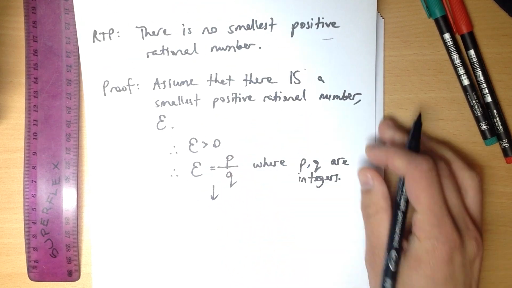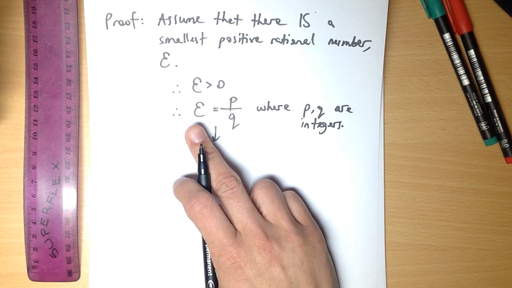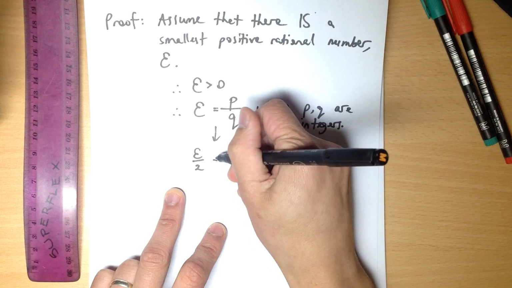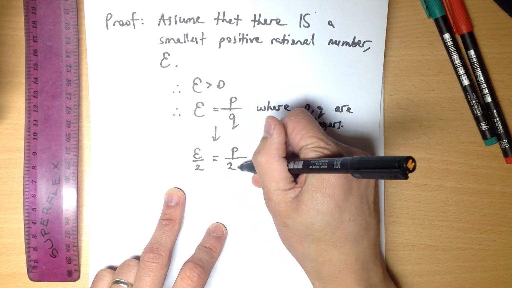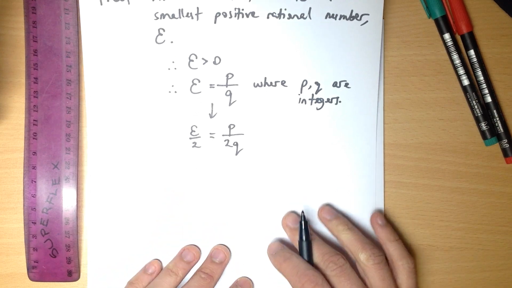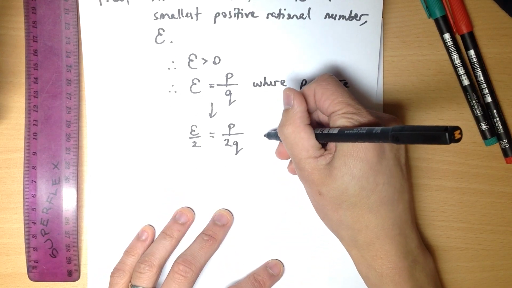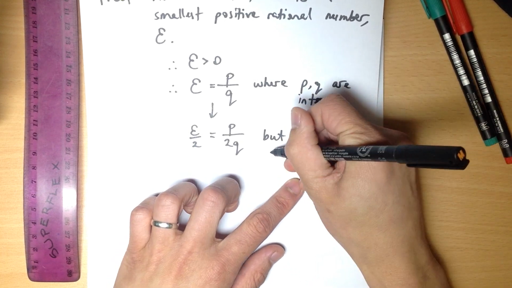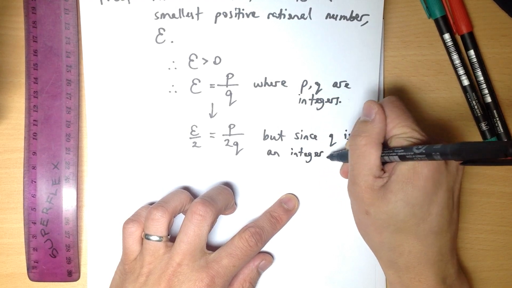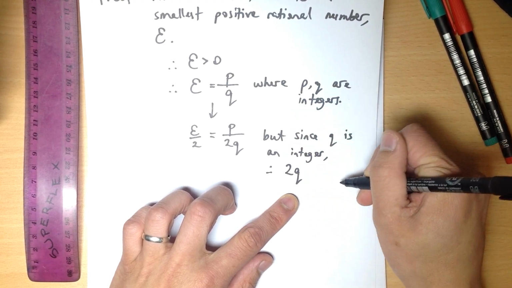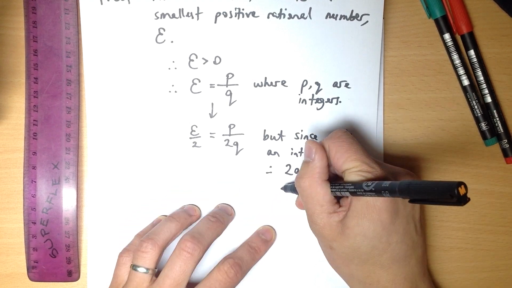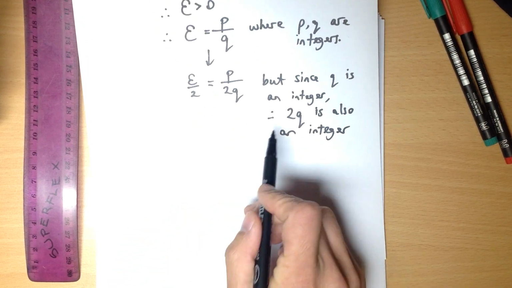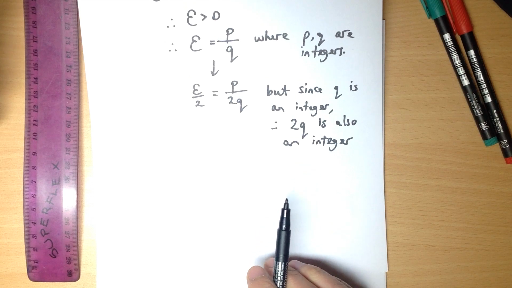Now, let's apply some more logic to this. If this is a rational number, I should be able to just divide by 2. So if I divide both sides by 2, I'm going to get P on 2Q. But this leads to a problem because I've already said that Q is an integer. If Q is an integer, then if I double Q, that should still be an integer. Take any integer you like, 3, 4, 5, 6, 200, whatever. If you double it, it stays an integer. It doesn't become a fraction or anything like that.